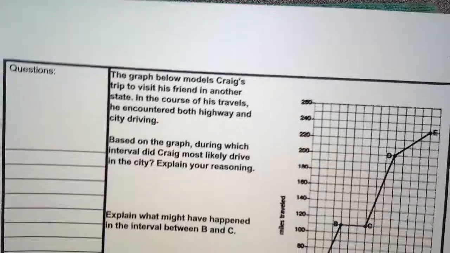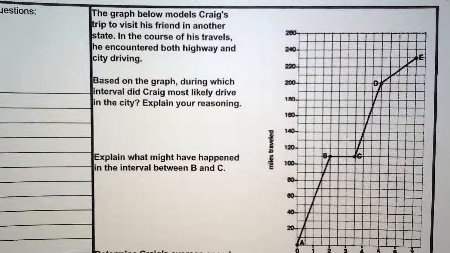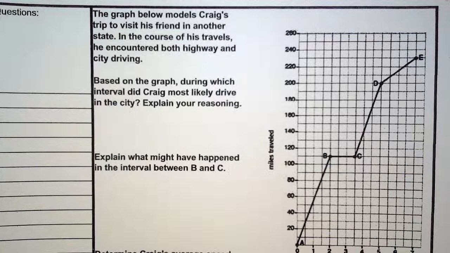Okay, now we're going to analyze some graphs. The graph below models Craig's trip to visit his friend in another state. In the course of his travels, he encountered both highway and city driving. Based on the graph, during which interval did Craig most likely drive in the city? Explain your reasoning.